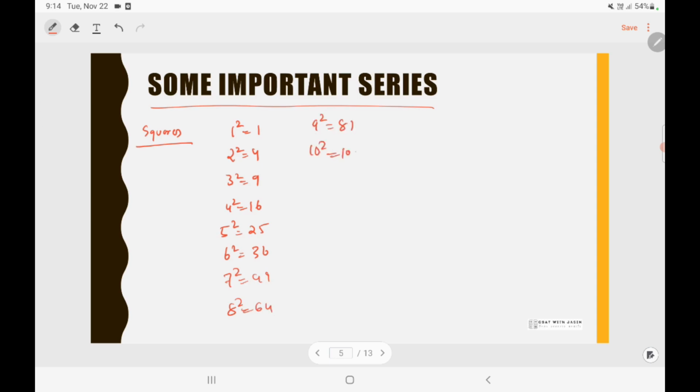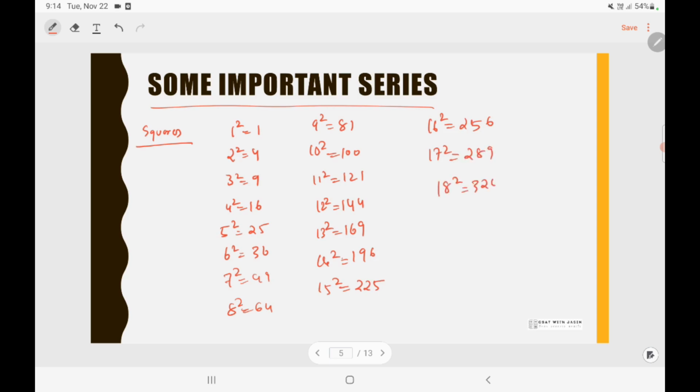10 square is 100, 11 square is 121, 12 square is 144, 13 square is 169, 14 square is 196, 15 square is 225, 16 square is 256, 17 square is 289, 18 square is 324, 19 square is 361, and 20 square is 400. So this series 1, 4, 9, 16, 25, 36, 49, etc., you need to study till 400 or 20 square. This is going to help you in cracking some of the questions from series. That's why I'm telling you to learn the squares by heart. Okay.